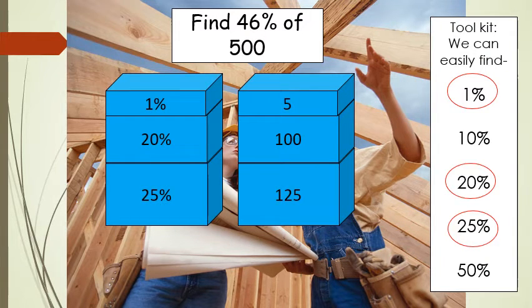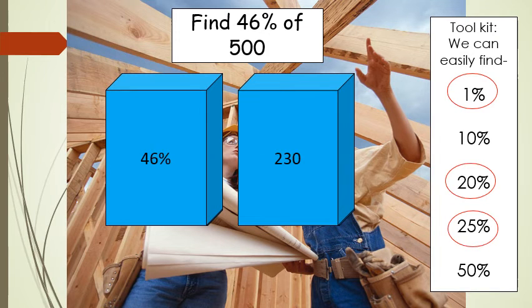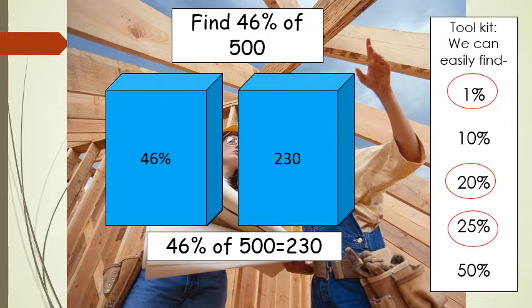And then we add the three answers together and we get 230. So 46% of 500 equals 230. Moving on to another example.